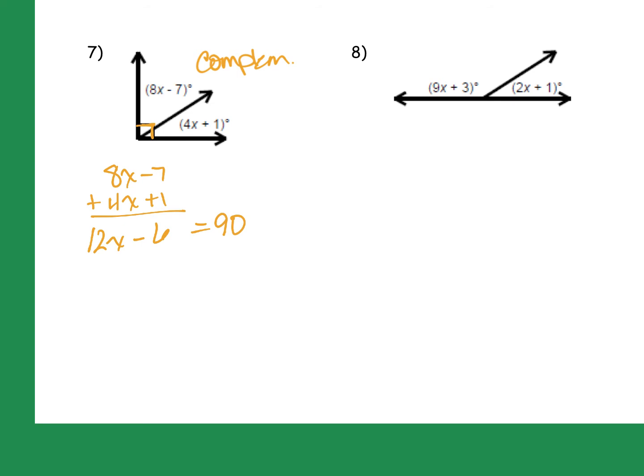So now I get 12x minus 6 equals 90. Add 6 to both sides, and I get 12x equals 96. Divide by 12. And x is going to equal, is that 8? I think it's 8. 96 divided by 12. Yep, 8. Beautiful.